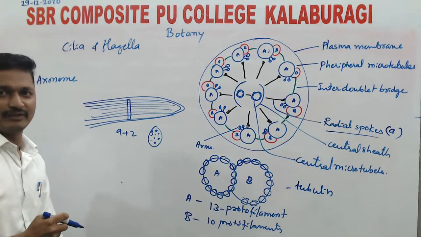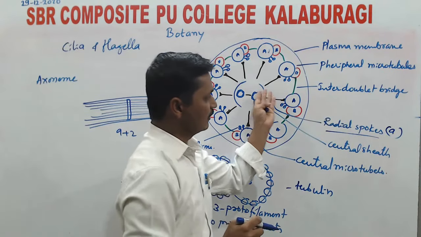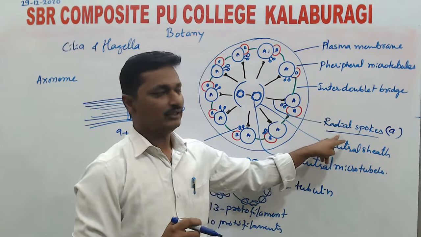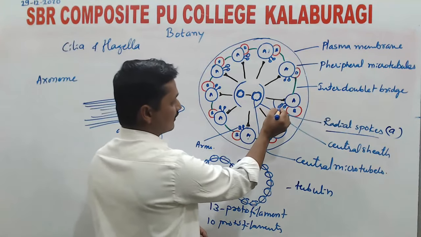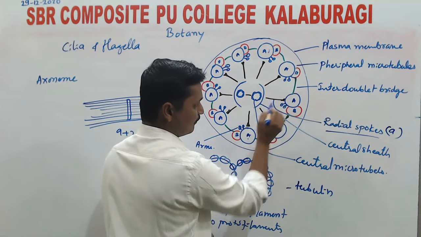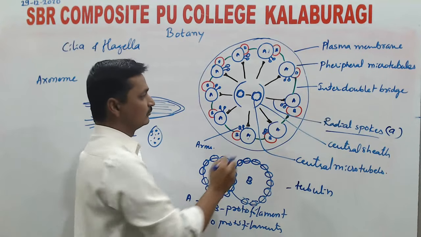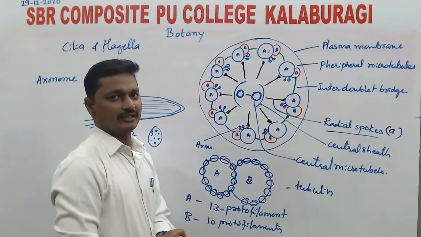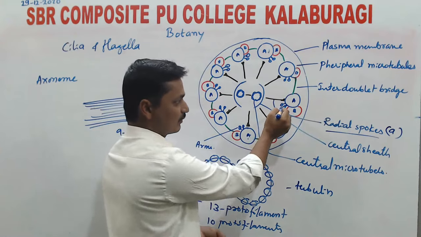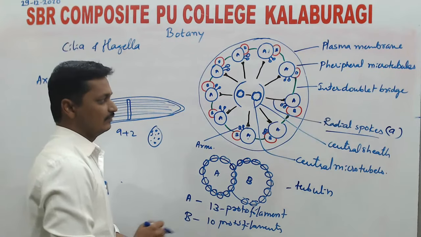Since we find 9 peripheral microtubules, the same number of radial spokes is also found in cilia and flagella. The arms are also made up of proteins. These arms are meant for the enzymatic activity of cilia and flagella.